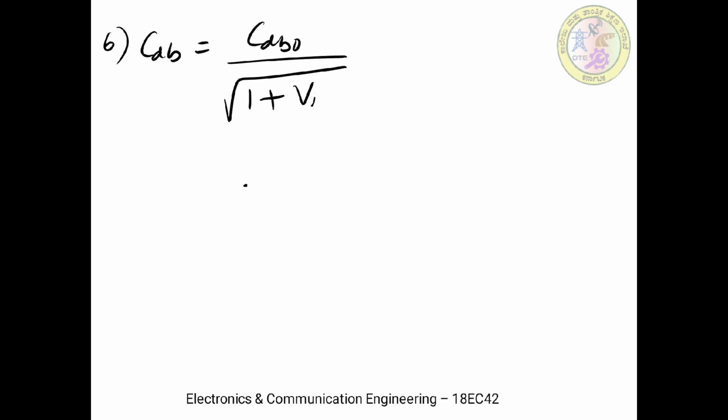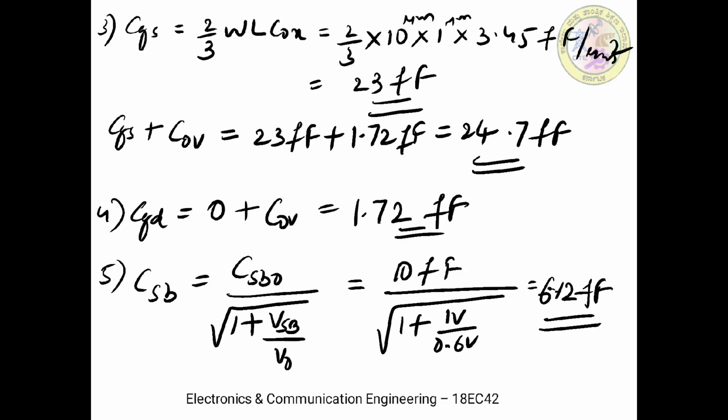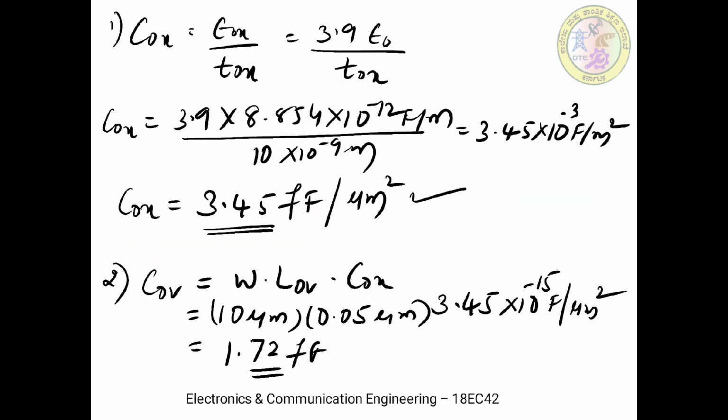Similarly we have the next capacitance, CDB, which is equal to CDB naught by root of 1 plus VDB by V naught. So this is again 10 femtofarad by root of 1 plus, where VDB was given as 2 volts in the problem. This VDB is 2 volts, so let us substitute here.